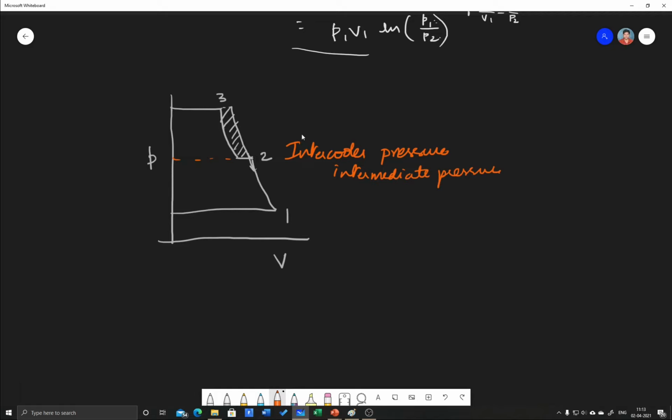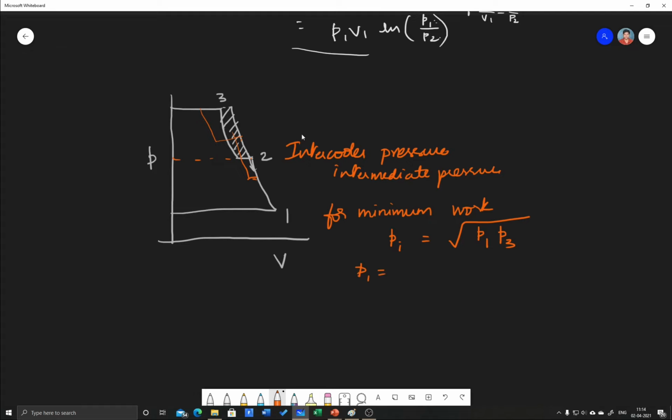So here, depending on this point, this work saved will be different. Say suppose if you do it here, it will be like this. If you do it here, it will be like this, like that. So for minimum work, which we have to minimize because we are giving work, the intermediate pressure should be equal to square root of P1 and P3. This is the condition for minimum work. If this work input has to be minimum, that intermediate or intercooler pressure should be equal to square root of P1 into P3.